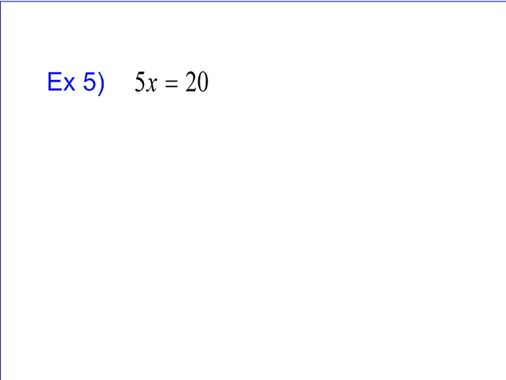Let's take a look at some multiplying and dividing. Here we have 5x equals 20, and we know that when the variable is right next to a constant, just like that with nothing in between, there's multiplying going on. So the opposite or the inverse of multiplying would be dividing. So the inverse operation of multiplying by 5 would be dividing by 5. And we use a fraction bar to show our dividing. We know that 5 divided by 5 is 1. 1 times x is x, and 20 divided by 5 is 4.